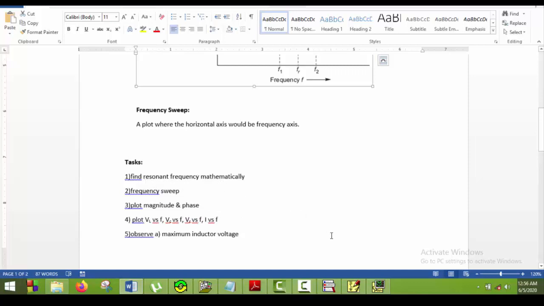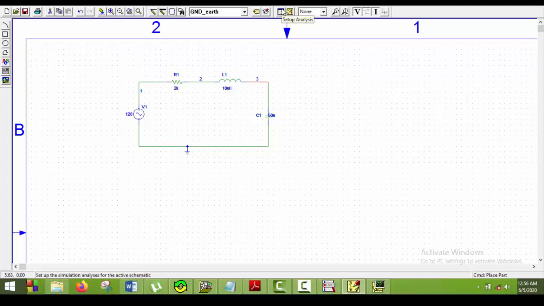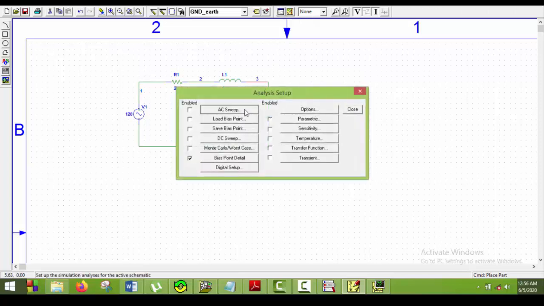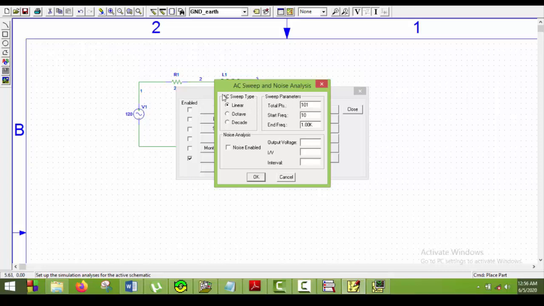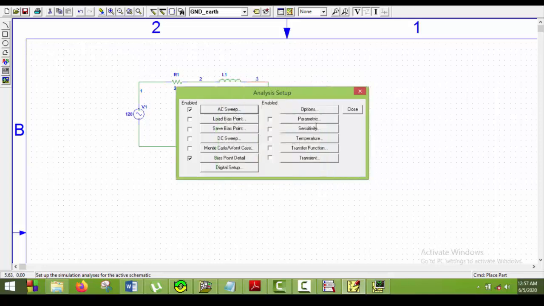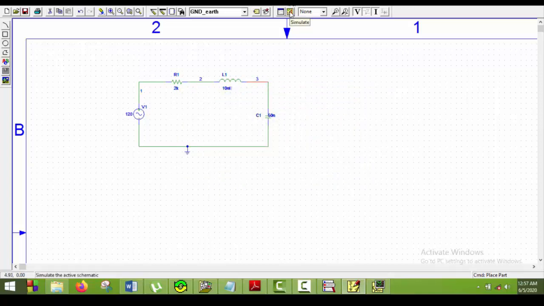Okay, so now let's go to the problem. To do a frequency sweep we need to go to setup analysis, then select AC sweep, and there are three options here. We can do a linear AC sweep, an octave frequency sweep, or a decade frequency sweep. I will show all of them to you, and here are some parameters. There are 101 points to draw the plot. This is fine. Start frequency 10, this is also fine. But in end frequency, we know the resonant frequency is 7k, so the end frequency must be greater than that. So we will put, for instance, 15k here and say OK, and we'll close it, and then we will simulate this one.